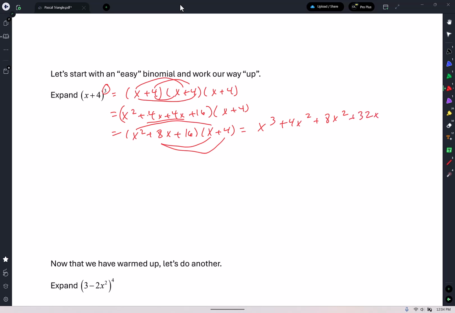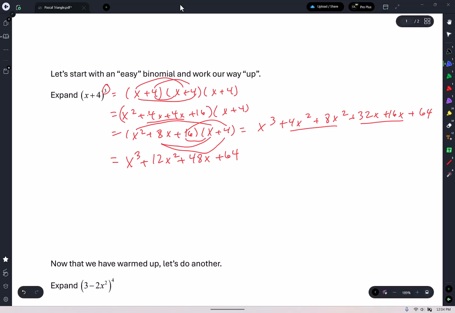Then I go to the next one. 16 times x is going to be plus 16x. Then 16 times 4, plus 16, 32, 64. Adding everything up, you have x cubed plus 4x squared and 8x squared, that's going to be a 12x squared, plus, and then 32 and 16, 32, 42, 48, x plus 64. All right. There it is.